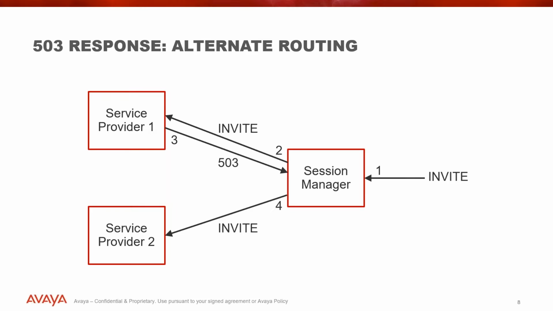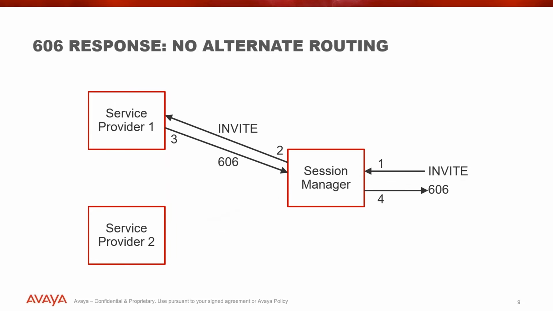Okay, so here we have the example of alternate routing. If we get a 606 response, there's no alternate routing. So what happens here is the 606 comes back and it gets proxied back to the caller. So the call will fail. Presumably, whatever endpoint you're calling from, you'll hear something like fast busy. So call fails. Now, if you want the call to go to the second service provider instead, we're going to change that 606 to a 503 to make alternate routing happen.